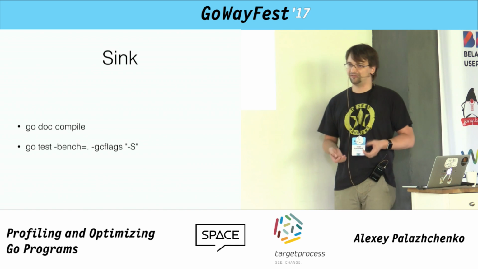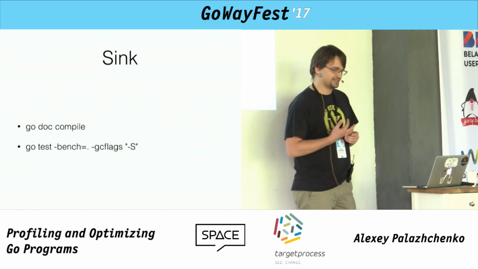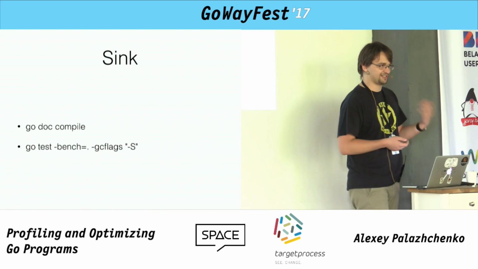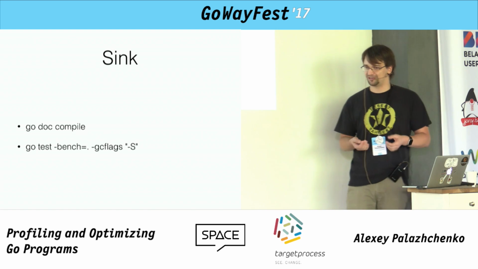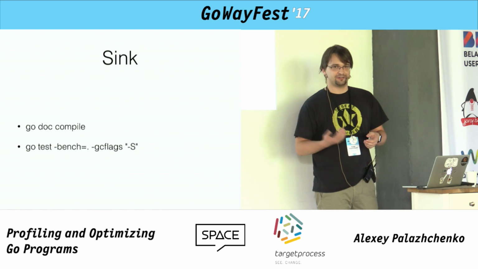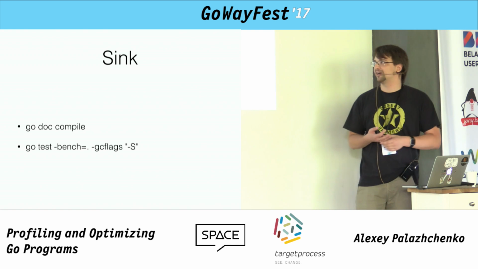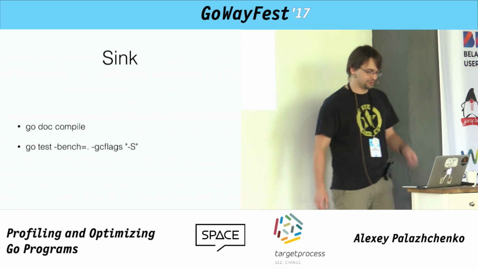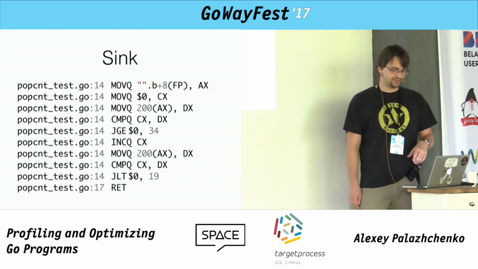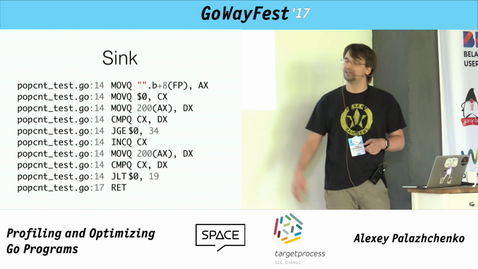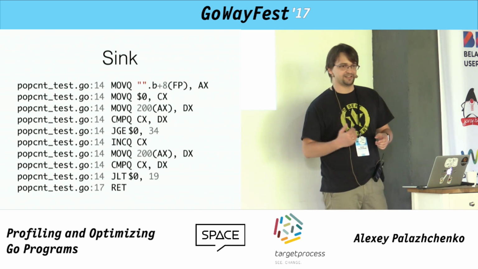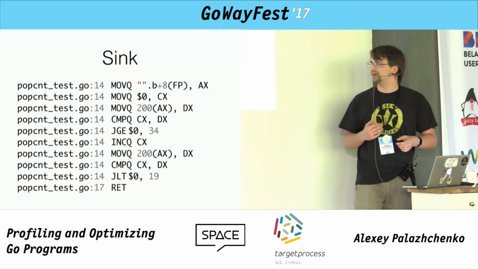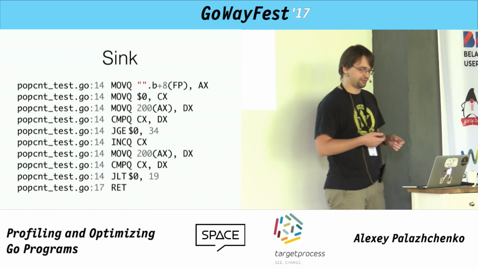So how can we see what actually happens here? One way is to run the assembler and look at the assembler output. We can get all the flags with go doc compile command, and there is a -S flag which shows us the assembler output. Here's an important part. You will see that the first assembler lines all have the same line number, and the last one is just a return from the function.